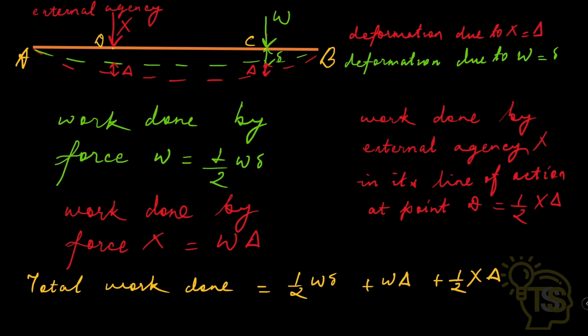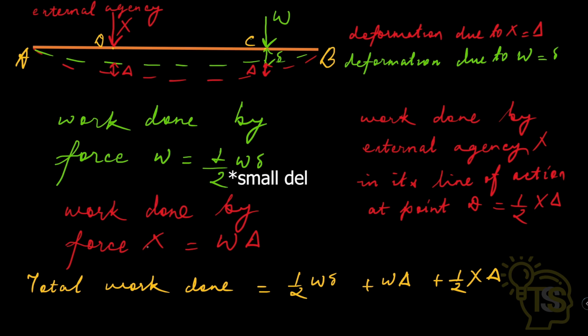AB is a beam, load W acts at point C and an external agency X acts at point D. Due to load W, a deflection small del is produced, and due to the external agency, a capital del deflection is produced. The work done by force W at C is equal to half W into small del, because this small del deflection is directly caused by the load W and it acts in the line of action of load W. That is why the work done by force W at point C is equal to half W into small del.